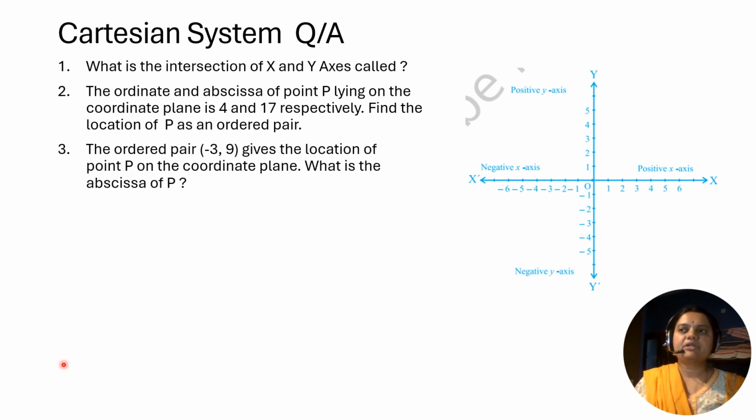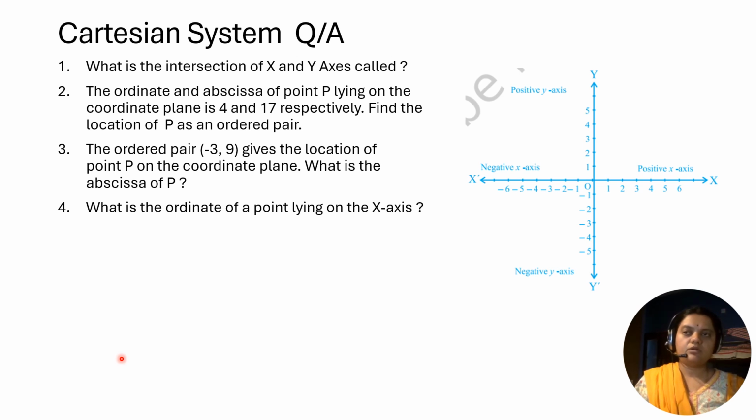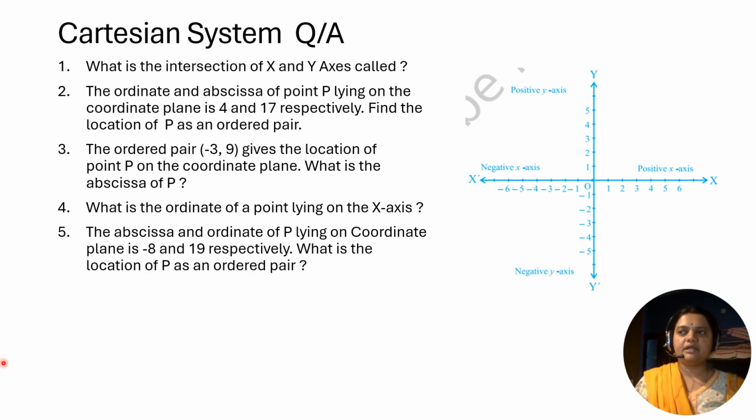The ordered pair minus 3 comma 9 gives the location of point P on the coordinate plane. What is the abscissa of P? P is a point where minus 3 and 9 are the x and y coordinates respectively. Abscissa is the x coordinate, so note down the answer. And what is the ordinate of a point lying on the x-axis? If a point is lying on the x-axis, what will be the ordinate? Ordinate is the y coordinate, so give the answer here. The abscissa and ordinate of P lying on the coordinate plane is minus 8 and 19 respectively. What is the location of P as an ordered pair? Now the question has rightly given abscissa and ordinate, so form the ordered pair.